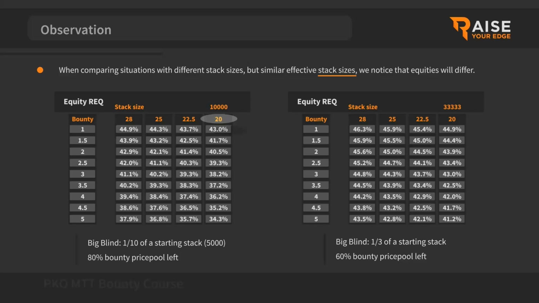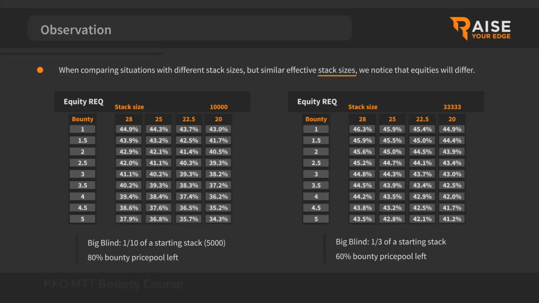So you have 20 big blinds here and you have 20 big blinds here. And now if you're looking at the scenario that you want to call off a player who has 20 big blinds and 1 starting bounty, in the case where he has only 2 starting stacks in chips, you need 43% to call off the all-in. And in the case where he has 20 big blinds but roughly 7 starting stacks, you need 44.9% to call off the all-in. And you have a 2% equity difference. This equity difference seems rather small.